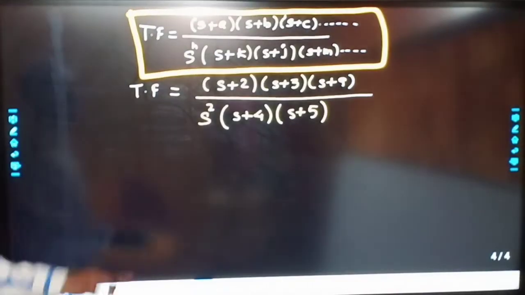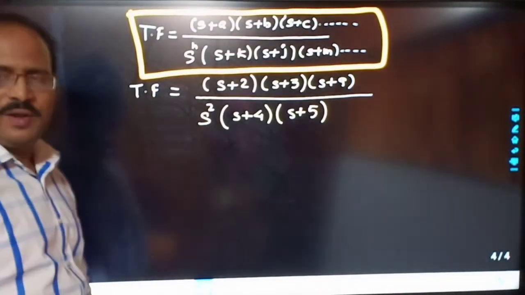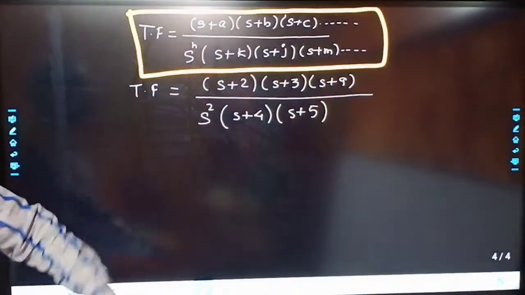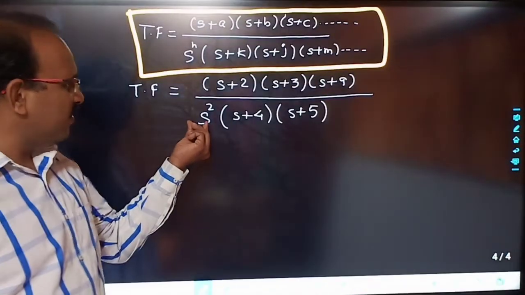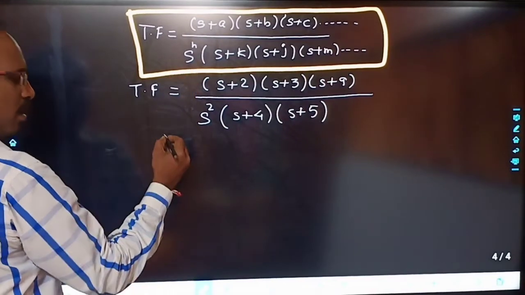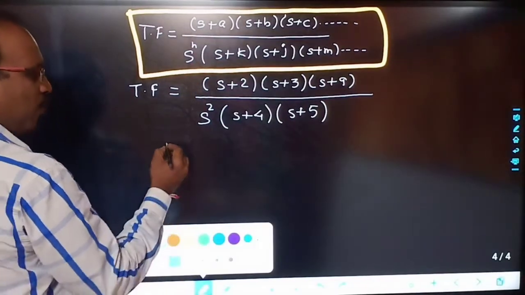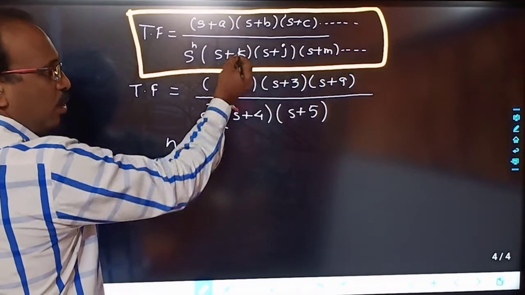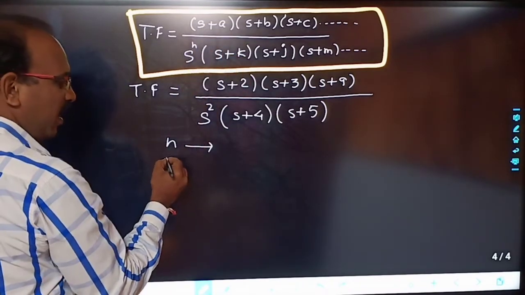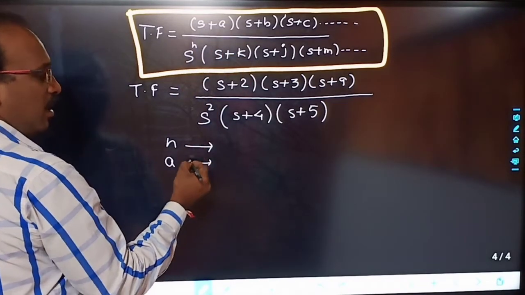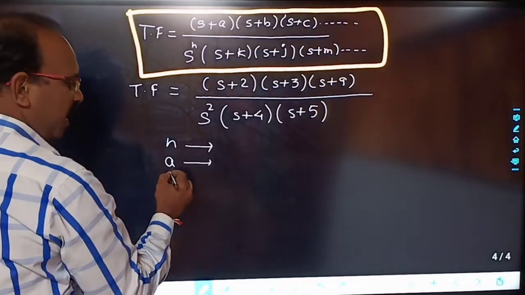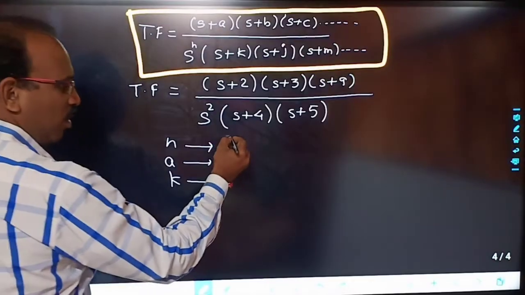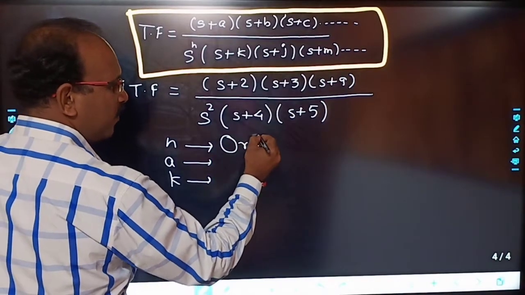Now, by judging this transfer function, can we tell something about the system? Here, if I say, what do you mean by n? What is n? What is A? Okay, A, B, C, D, and all. What is K? That we have to present. N means called order of the system.